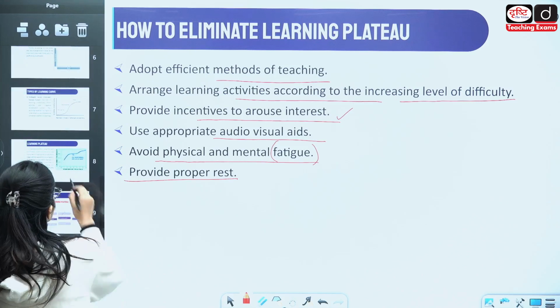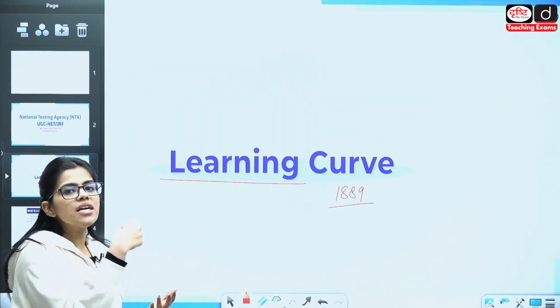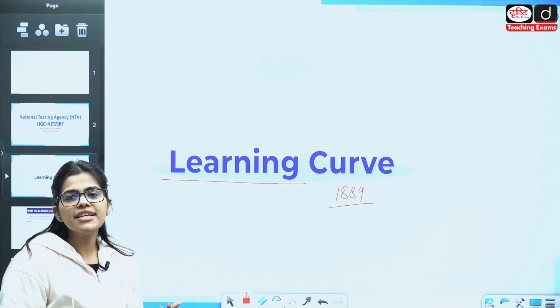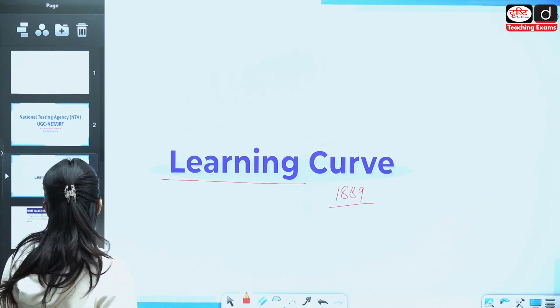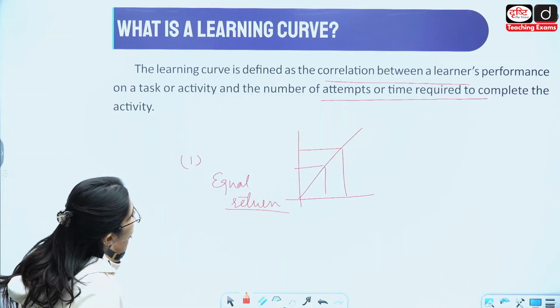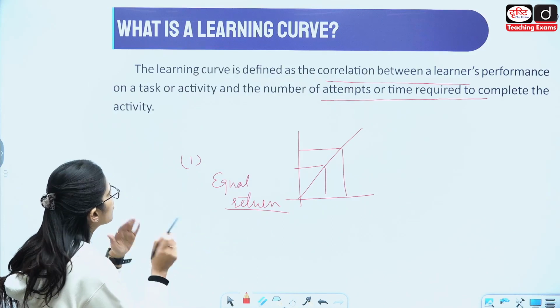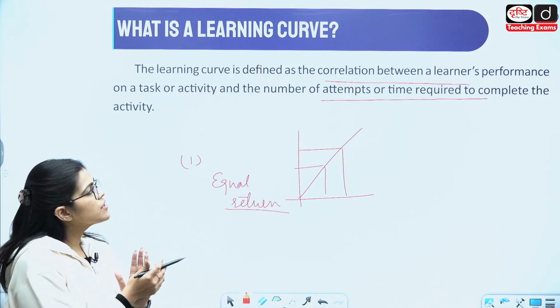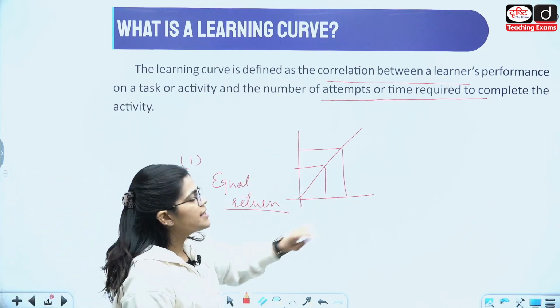So what did we learn? We learned that there are different types of learning curves. A learning curve is nothing but a graphical representation of how the child is learning. Around 1889, this concept was given. A learning curve basically is a correlation between the learner's potential or the performance on the task, the activities they are doing, and the number of attempts, the time period. So performance and the time period.